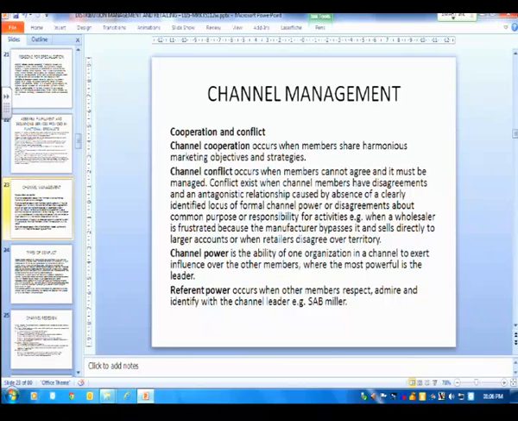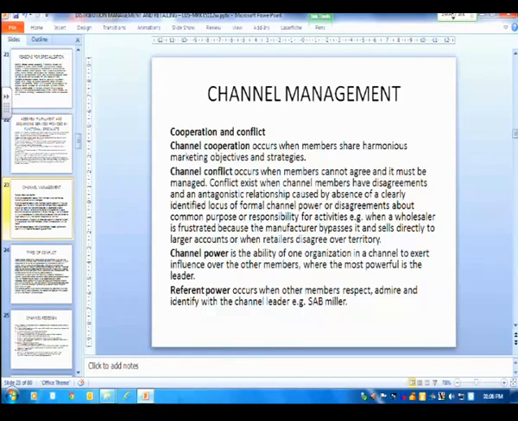Conflicts exist when channel members have disagreements and an antagonistic relationship caused by absence of a clearly identified locus of formal channel power or disagreements about common purpose or responsibility for activities. For example, when a wholesaler is frustrated because the manufacturer bypasses it and sells directly to the larger accounts, or when retailers disagree with territory.